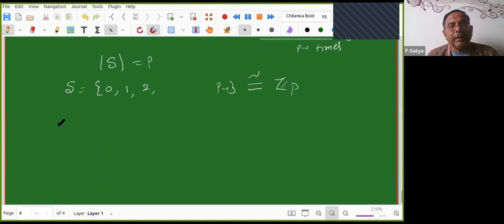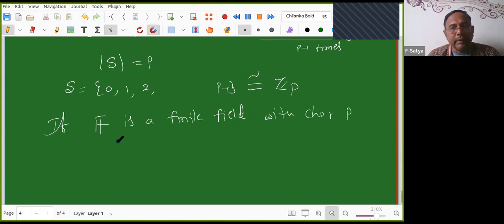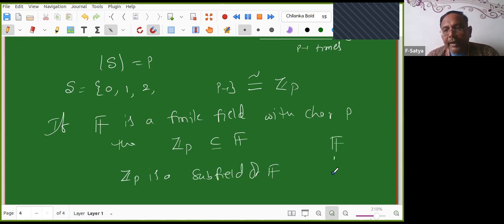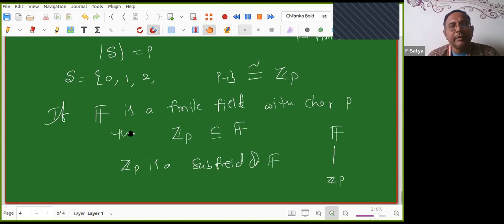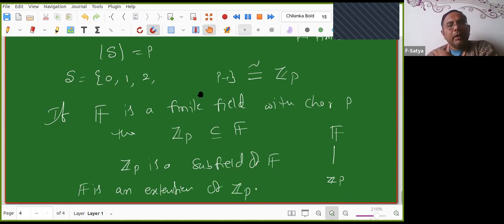So what have we finally done? If F is a finite field with characteristic p, then Zp is contained in F. That means Zp is a subfield of F. Another way to say it is that F is an extension of Zp.